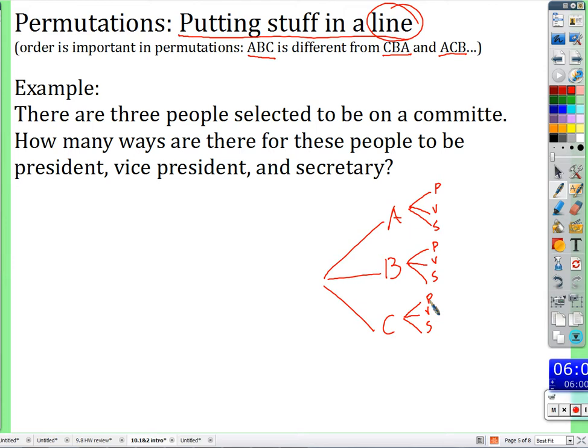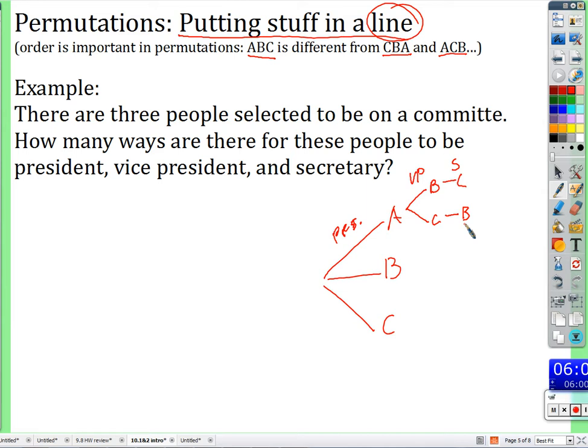So let's redraw our tree diagram. Let's say the first thing that we do is pick a president. So this first branch is picking a president. Let's say we pick A to be president. The next thing we do is pick a vice president. So we can pick B to be vice president or C. We can't pick A again to be vice president, right? And then, this might seem kind of silly, but the last thing we do would be to pick a secretary. So if we pick A and then B, who do we pick for secretary? C. There's really only one choice there. If we pick A and then C, then our last choice would be B.